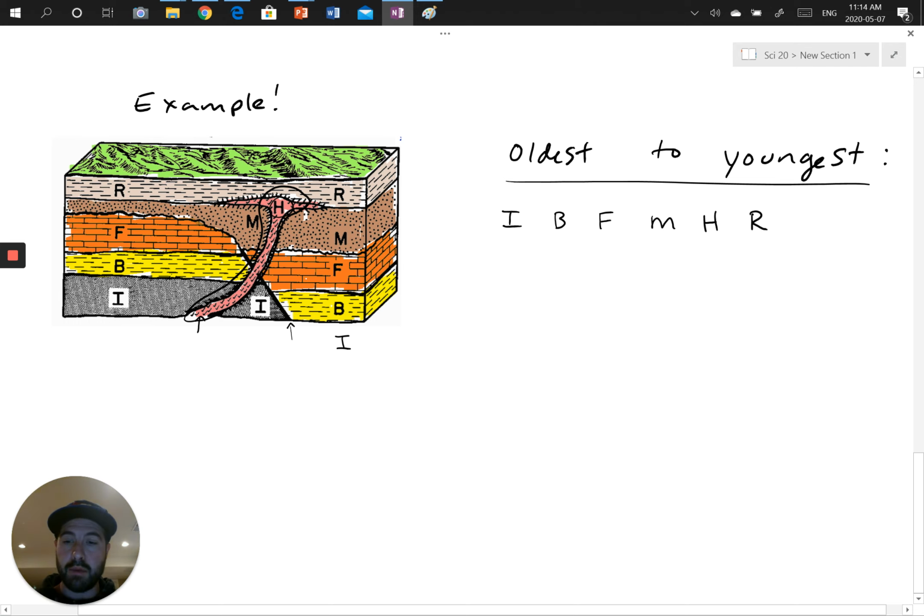So that's one example. I'm going to give you guys an assignment where you're going to have to use those principles to determine the relative ages of some rocks. And I hope you guys enjoy solving those problems. See ya.